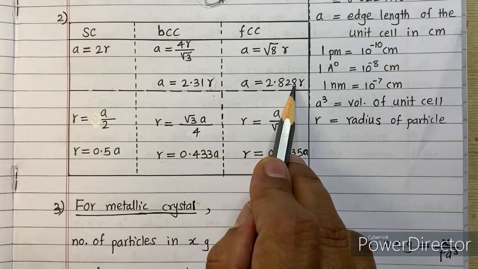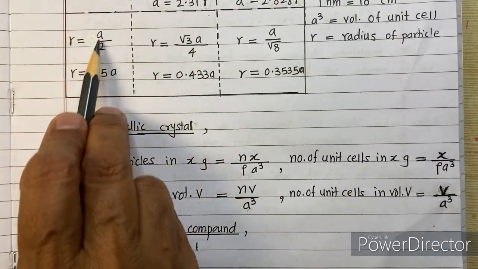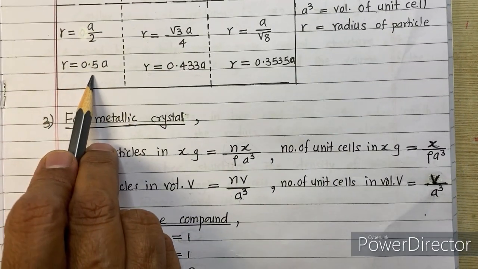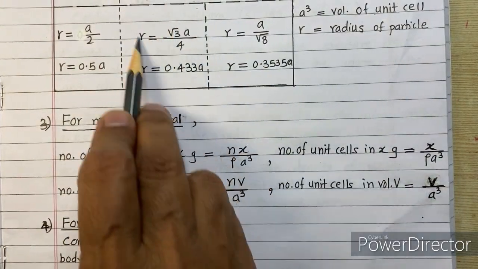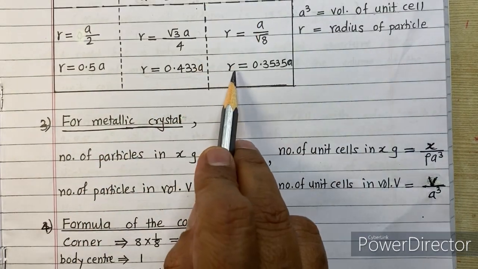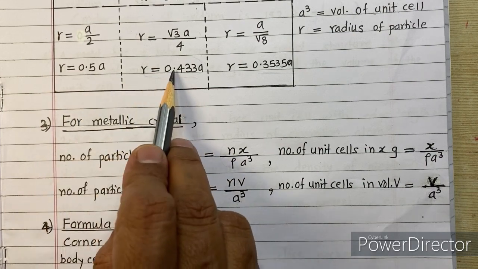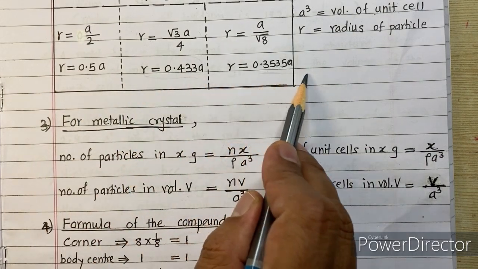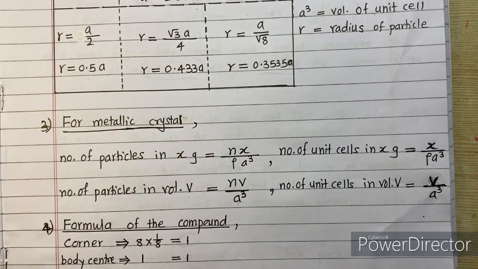This is simple. Now similarly, for simple cubic, r is equal to a by 2. Next, for BCC, use this one, and for FCC, r is equal to this. Here it is 0.45, then it decreases to 0.4, then 0.35, like this. Remember these formulas.